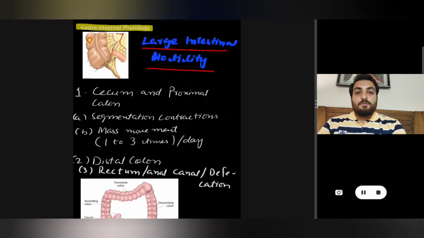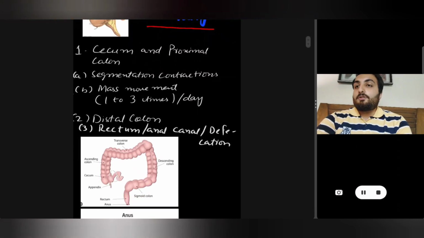So today I'm going to discuss the motility of the large intestine. Let's start. First of all, I'm going to discuss the movement of the fecal matter into the cecum and the proximal colon.